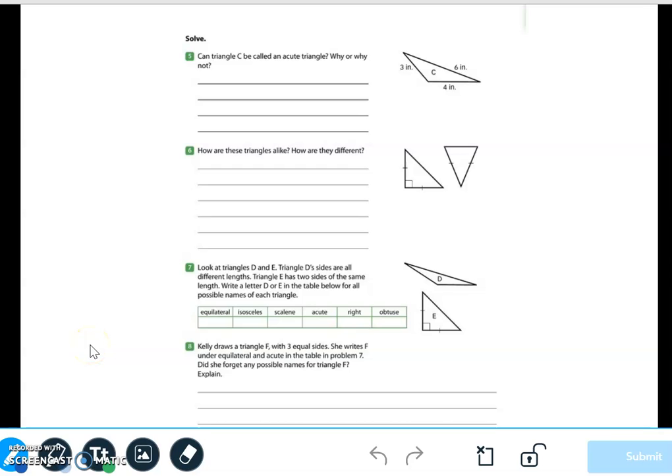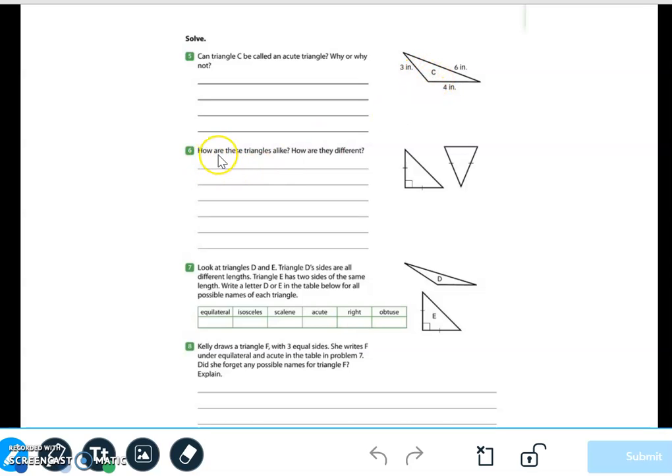We're now looking at question 5 and 6. For 5, it says, can triangle C be called an acute triangle? We're looking here. So for it to be an acute, we're looking at the angles. Our angles need to be less than 90 degrees. Let's pay attention to this angle here.